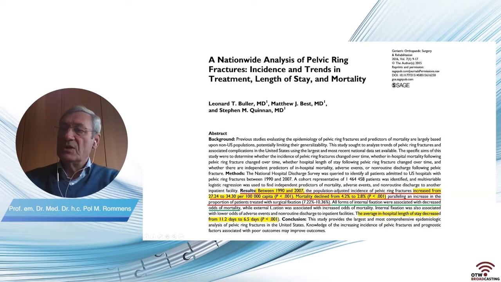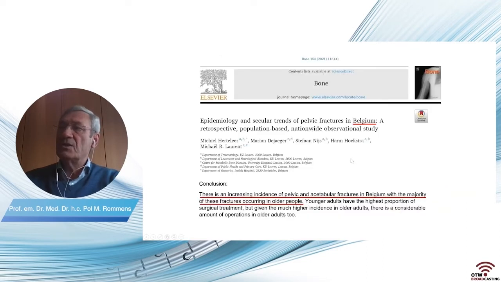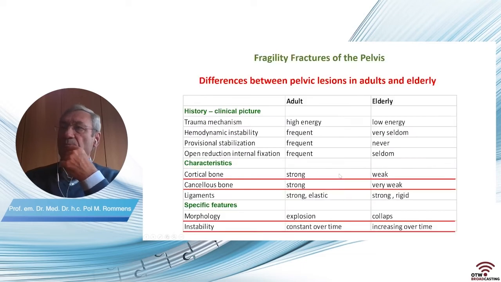So when a patient was treated surgically, the mortality decreased. A last study that I want to show you, because Belgium is my native country. Also here, we see an increasing incidence of pelvic and acetabular fractures, with the majority of these fractures occurring in the older people. So this is not only a trend, it's already a reality that in most of our countries, we are facing a clear and steep increase of the incidence of pelvic fractures in the elderly, especially in women.